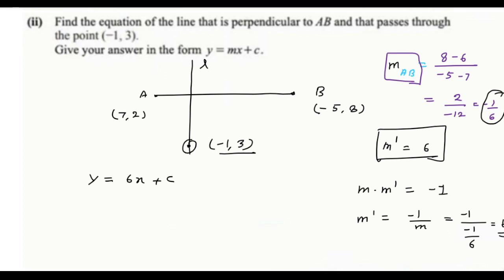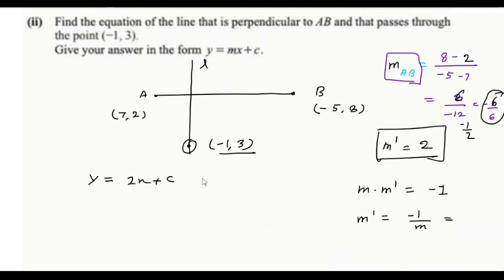My mistake, it's 8 minus 2. Yes, you're right. Here I made a mistake. It's 8 minus 2. So it's 6 divided by minus 12. It's minus 1 by 2. So here this is 2. Yes, it will be 2. So as it is 2, my equation will be y equals 2x plus c.